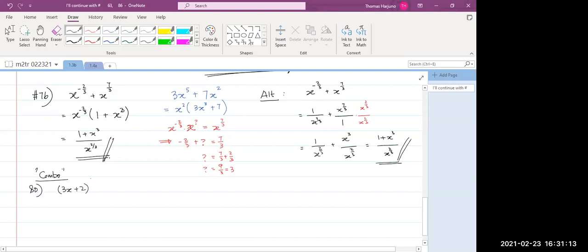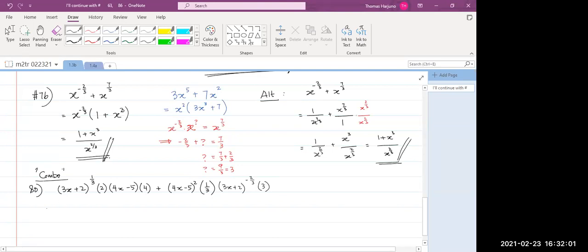3x plus 2 to the power 1/3, times 2, times 4x minus 5, times 4, plus 4x minus 5 squared, times 1/3, times 3x plus 2 to the power of negative 2/3, times 3. That's a long one, huh?